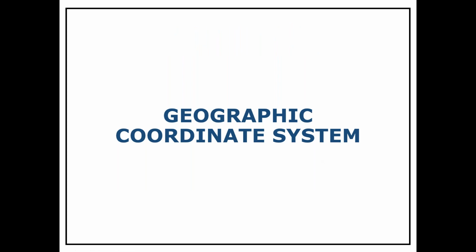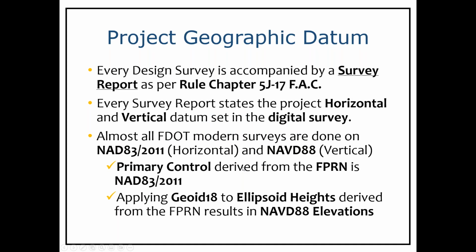I'm going to move over to geographic coordinate systems. So a word on that. I won't get real deep in it, but there are quite a few slides. There's a lot to this. So I want everybody to understand that every design survey is accompanied by a survey report as per Rule Chapter 5J-17 of the Florida Administrative Code. Every survey report states the project horizontal and vertical datum set in the digital survey. Okay, they need to match.